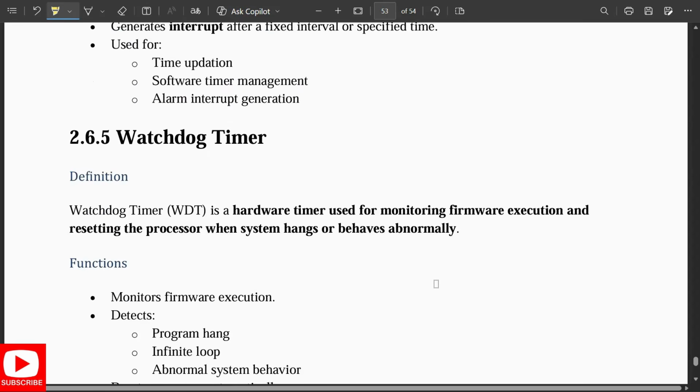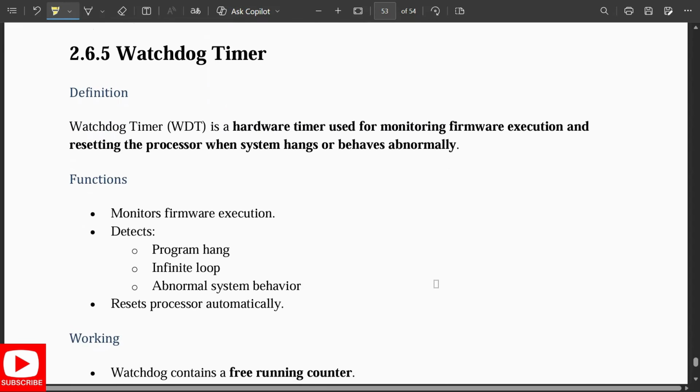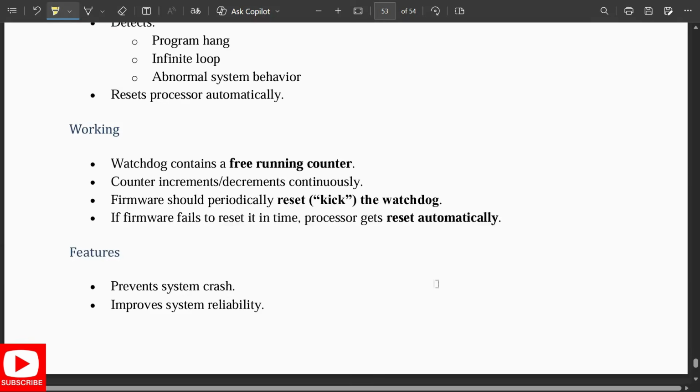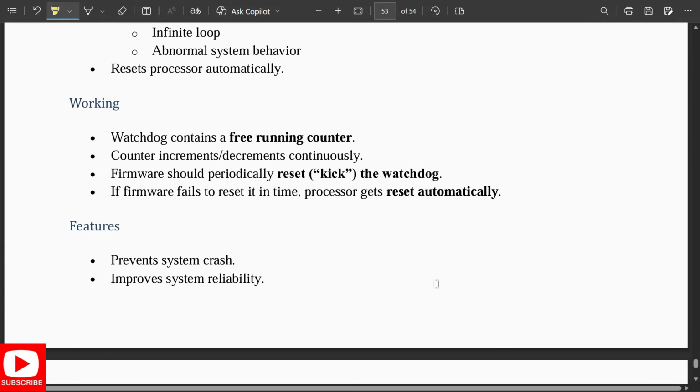So next is the watchdog timer. This is a hardware timer that is used for monitoring the firmware execution, that is software execution, and resetting the processor when the system hangs or behaves abnormally. So it monitors the software execution, detects program hangs or infinite loops and abnormal system behavior, and resets the processor automatically. Working: the watchdog contains a free running counter that increments or decrements continuously.